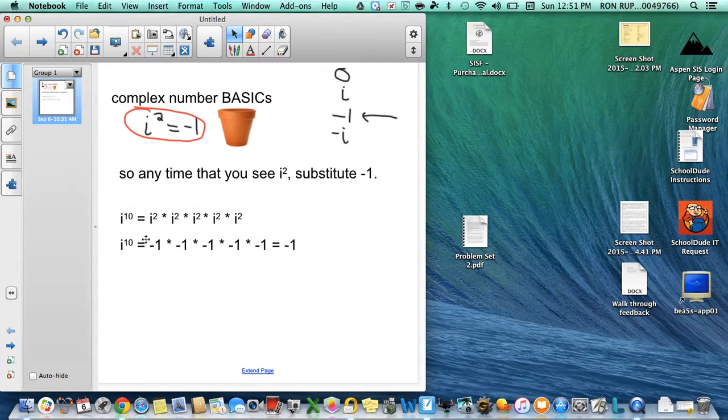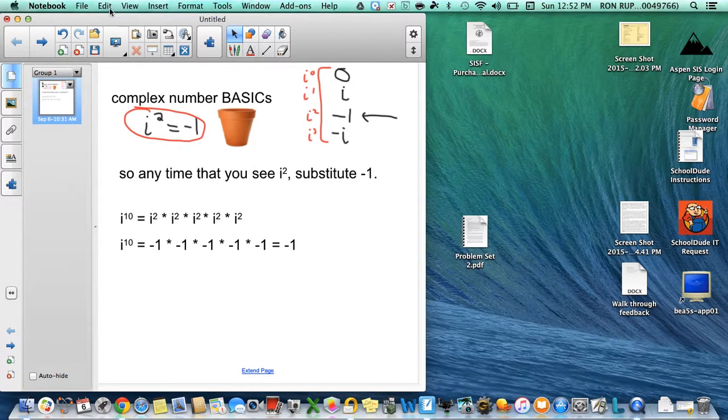So you can evaluate it out like we just did and get the answer, or you can remember that it is essentially this pattern repeating. This is i to the 0, this is i to the 1, this is i squared, and this is i cubed, and it will just repeat that pattern. 0, 1, 2, 3, 4, 5, 6, 7, 8, 9, 10. i to the 10th power would be -1.